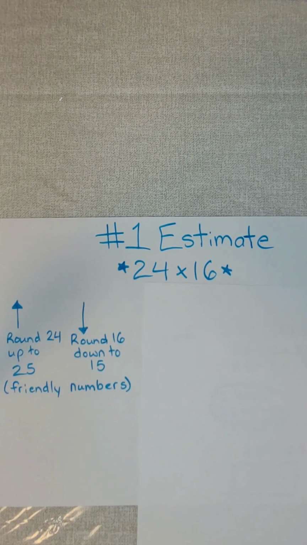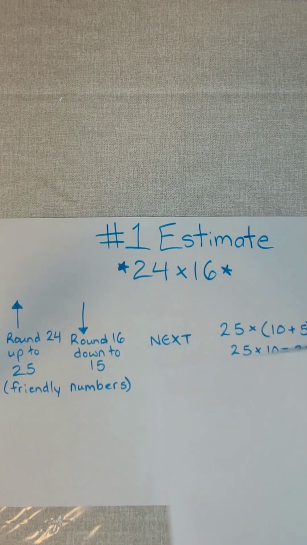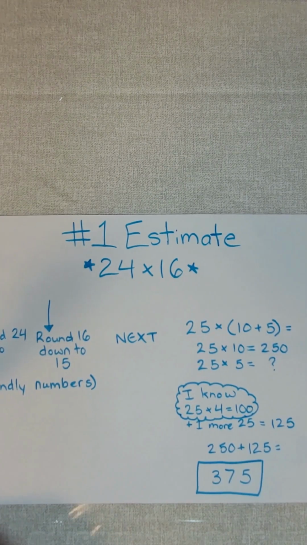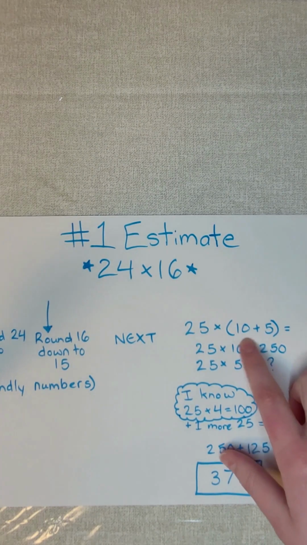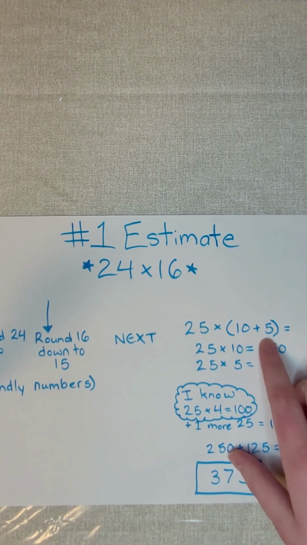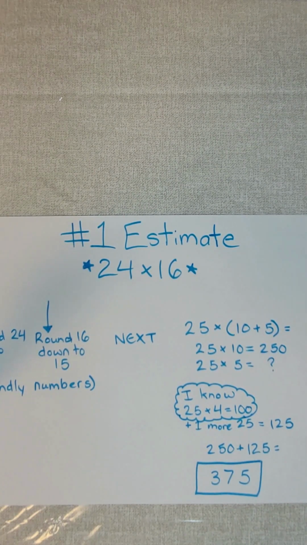To start off, I want to round the multiplicand up to 25, which is a friendly number, and round down the multiplier to 15, which is a friendly number. Next, I'm going to keep my 25 as is, but then split up or break apart my 15 into a 10 and a 5. Then, from there, I know 25 times 10 is 250, but then 25 times 5 might be a little bit trickier for some people.